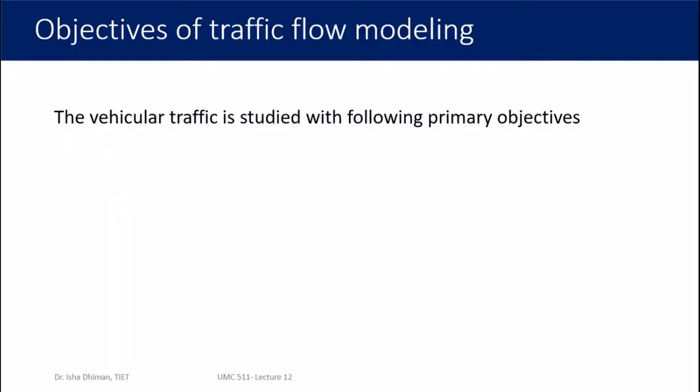So this gives us a certain list of objectives of traffic flow modeling. So we have these objectives. The first objective is we want to optimize the flow. Here I will not be using the word maximize the flow, because when you're driving your vehicle, whatever vehicle you are driving, a two-wheeler or a four-wheeler, you know that there is a speedometer which tells you that this is the maximum speed of your vehicle.